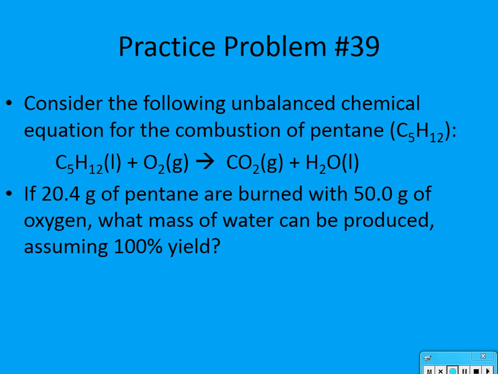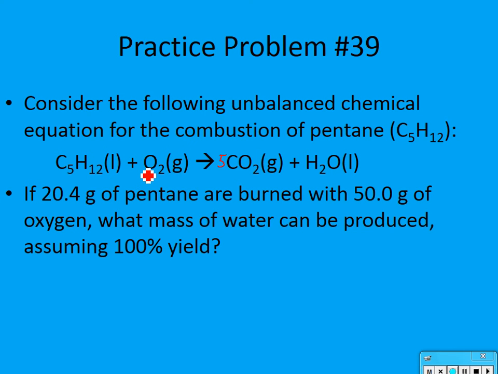How many carbons do we need? 5. So let's just see if this works out. We got 5 carbons. How many oxygens on the right side now? 10 plus 1. Okay? Well, that's not going to work because we need an even number of oxygens.